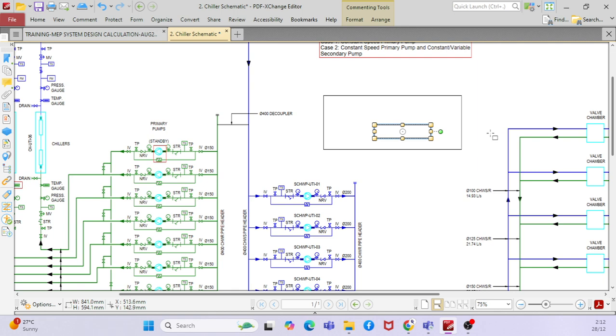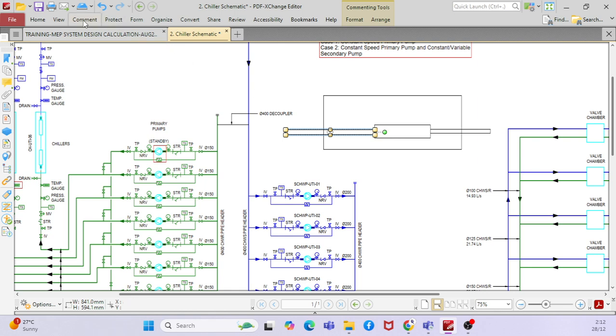So in the evaporator, you will be having a chilled water return, which comes from the building, and then it will be cooled by means of refrigerant, and then it will go to the building. So this is the chilled water supply and chilled water return. This is the evaporator, right?